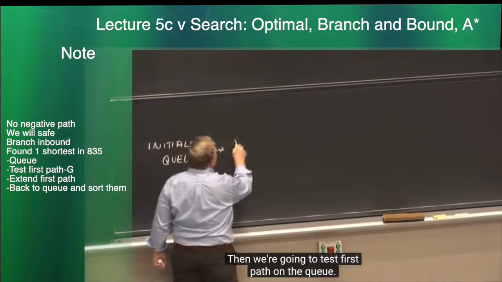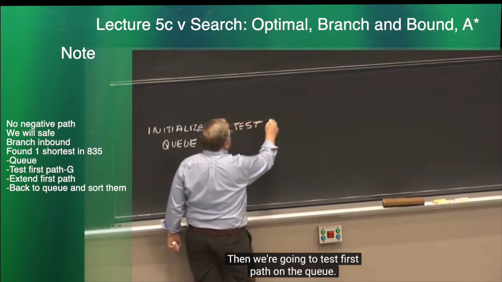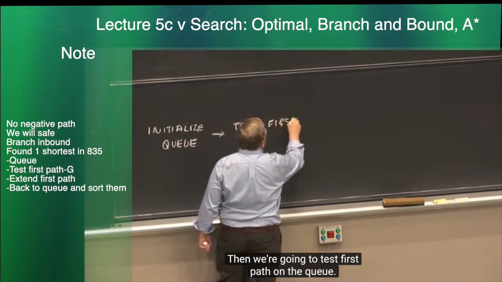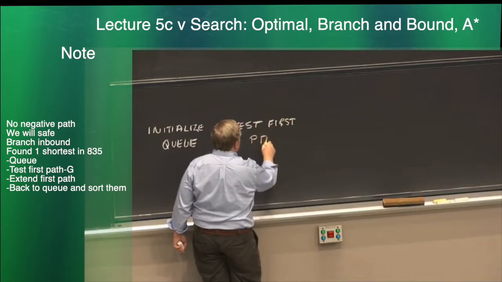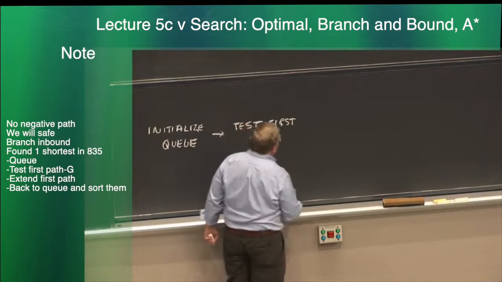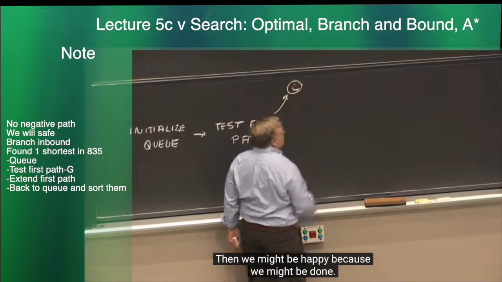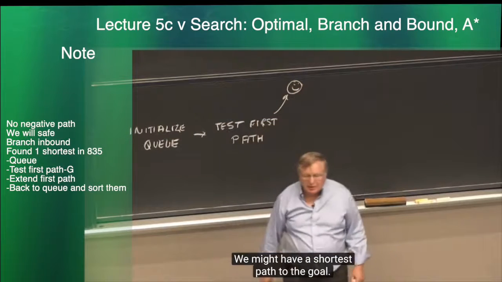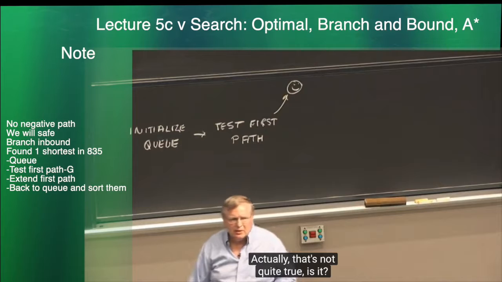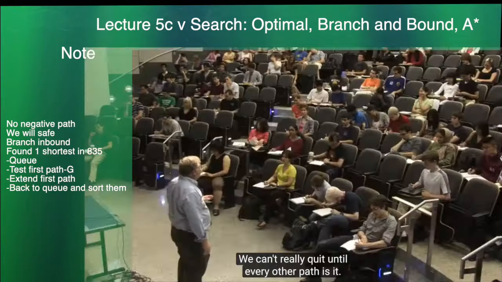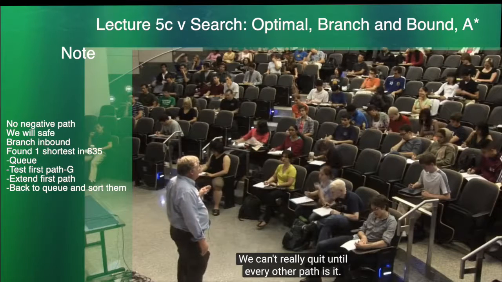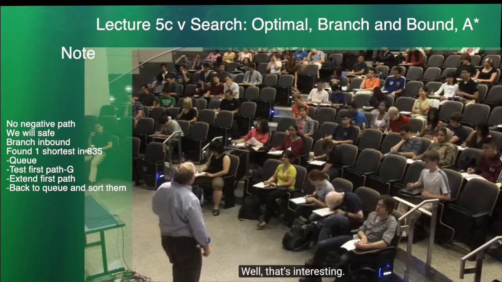Then we're going to test the first path on the Q. Then we might be happy because we might be done. We might have a shortest path to the goal. Actually, that's not quite true, is it? We can't really quit until every other path is longer. Well, now that's interesting.